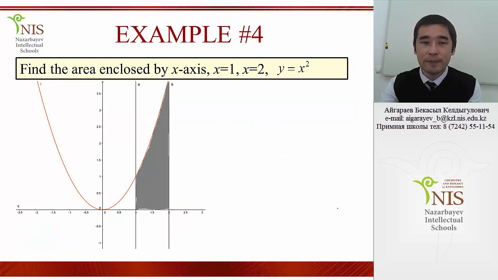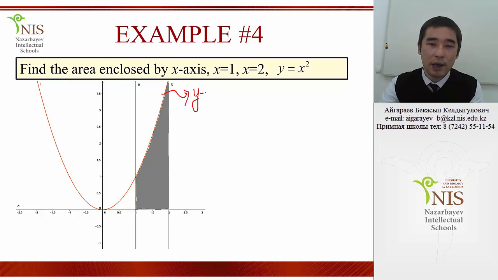That's my answer. Okay, example 4. Find the area enclosed by the x-axis, x is equal to 1, x is equal to 2, and y is equal to x squared. So this red line is my function, y is equal to x squared. The points are 1 and 2, so my integral will be like this: from 1 to 2 we integrate our function, which is x squared.